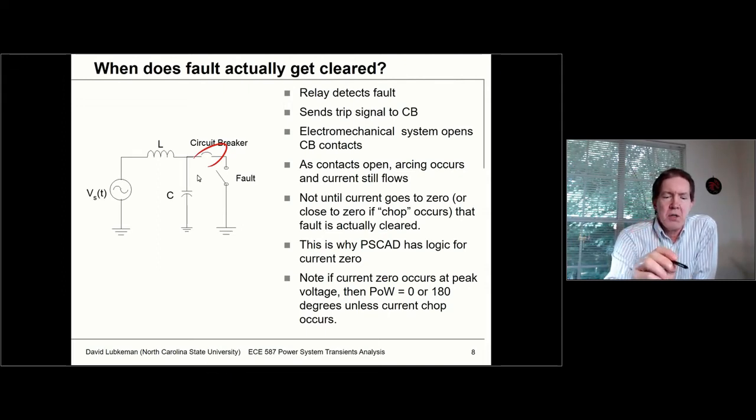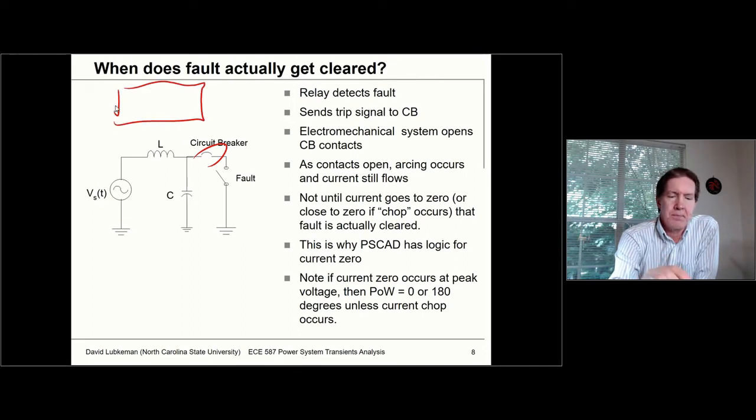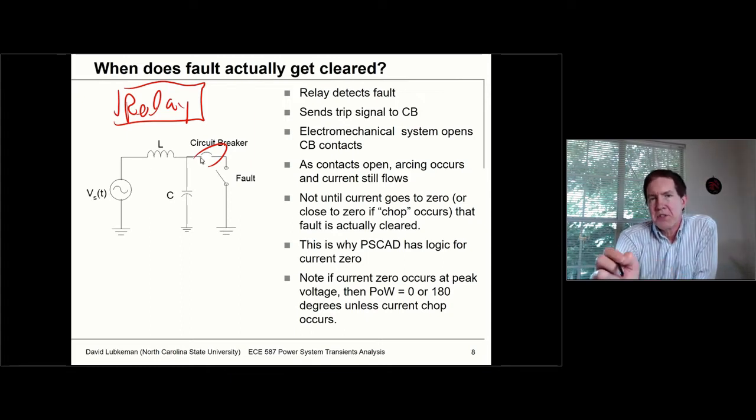So first of all, if we have a fault, what is actually the process of opening up that circuit breaker? Well, we're going to have a relay here. What this relay is going to be doing is taking a measurement of the current going through the circuit breaker and making a decision whether to trip or not. So when it sees that current go high, maybe it's an instantaneous overcurrent, maybe it's a time overcurrent type of function which is going to operate.